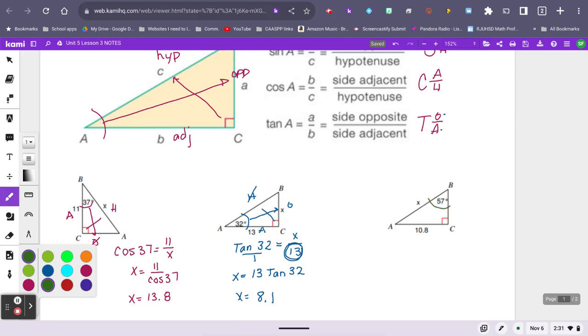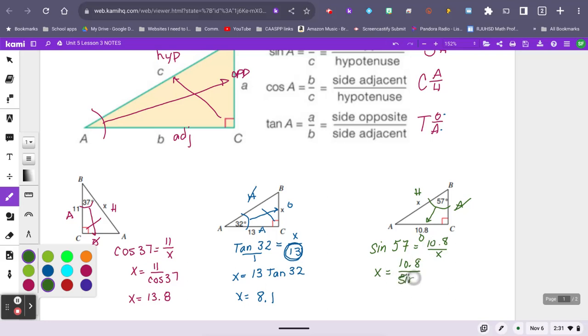Here we got 57, opposite, hypotenuse, and adjacent. O and H, so that's sine. Sine 57. Sounds like Heinz 57, the ketchup. And we're going to do the opposite over the hypotenuse. X again is on the bottom, so we're going to just switch it.